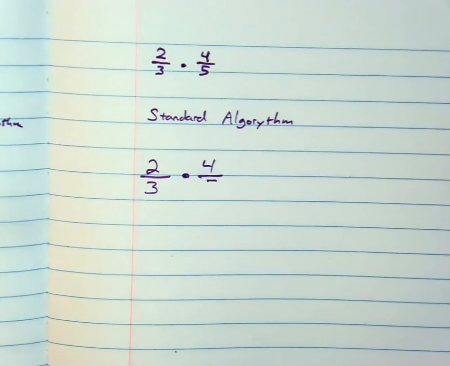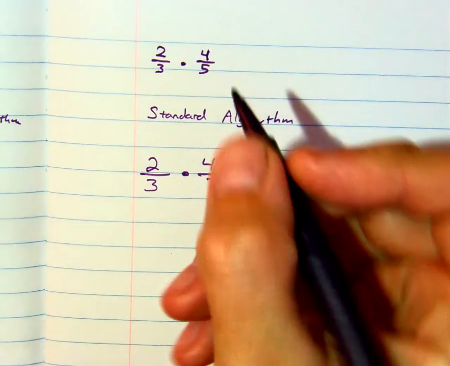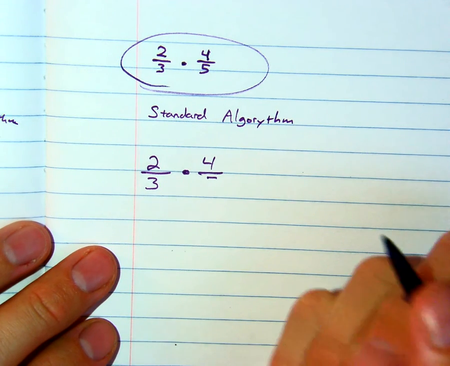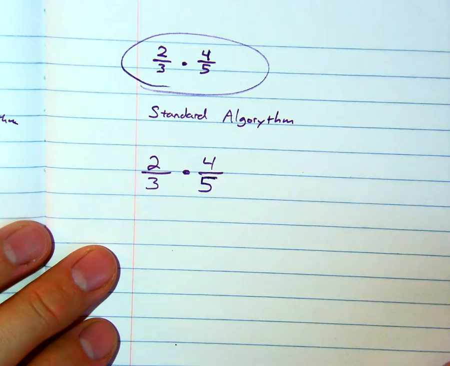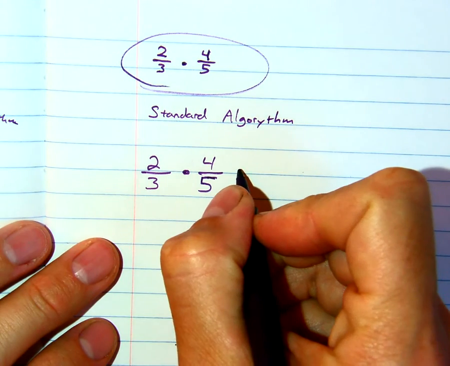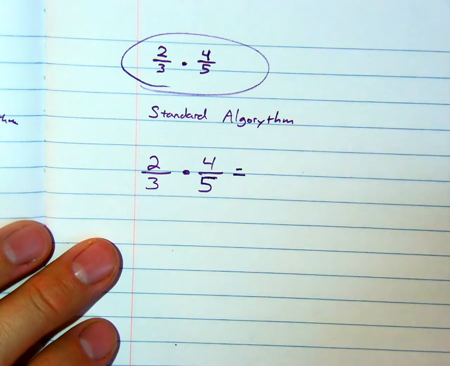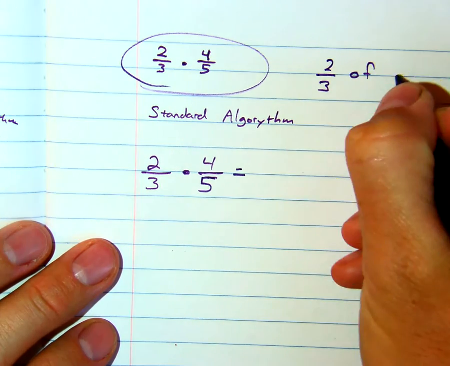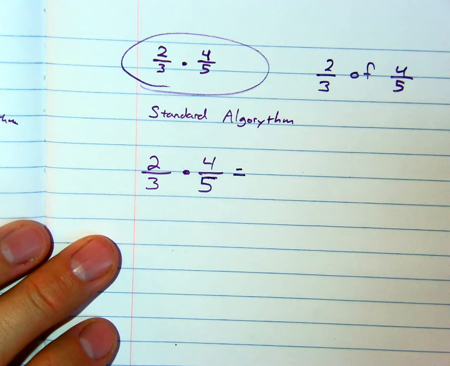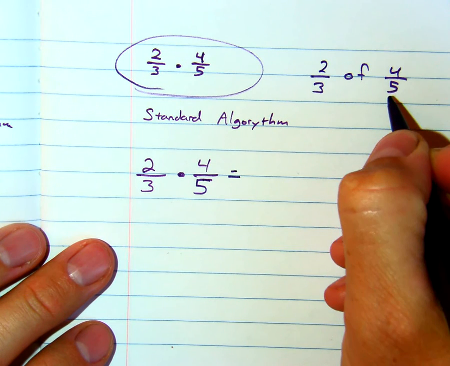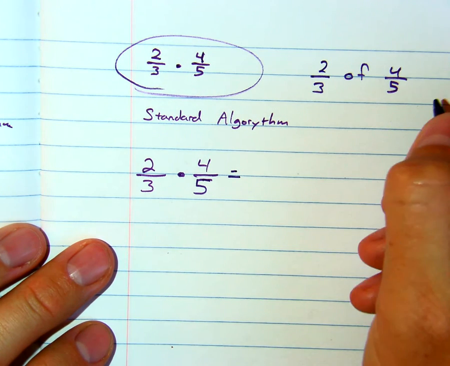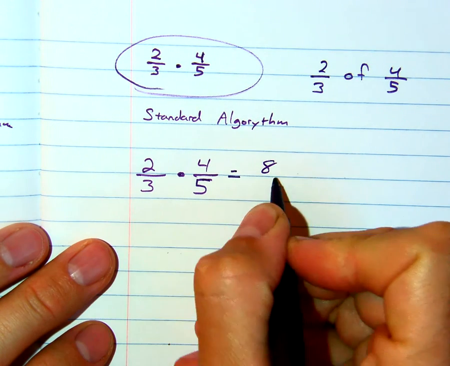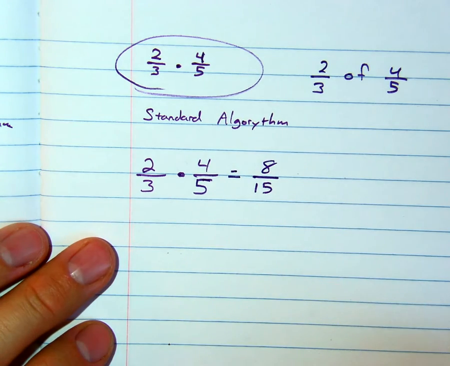Move on over to 9R. So my sample problem, 2/3 times 4/5. Standard algorithm, this is pretty easy to pull off. Just a reminder, what we're looking for is 2/3 of 4/5. So we want a fraction of this fraction. So 2 times 4, 3 times 5, that is it. That is our answer.